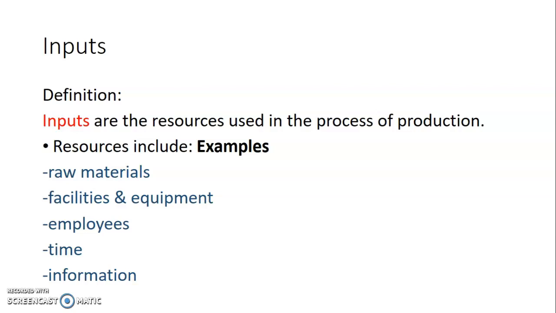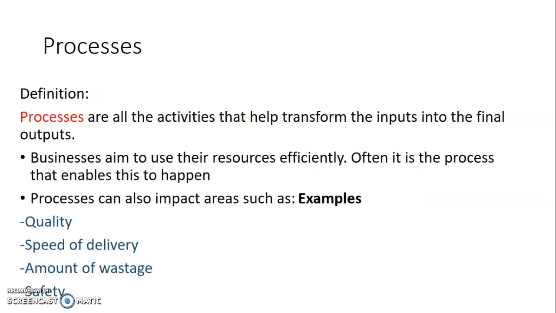Inputs are basically the resources used in production, and they could be a range of different things. They could be raw materials, so if you're building a table, you need wood or metal or different things like that. They might be your facilities and equipment if you're going to do it in a factory. You need employees to do it. They are inputs. You need time, and you also need the information and the skills to go through and do it.